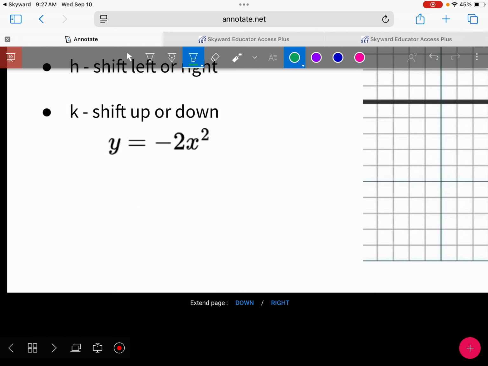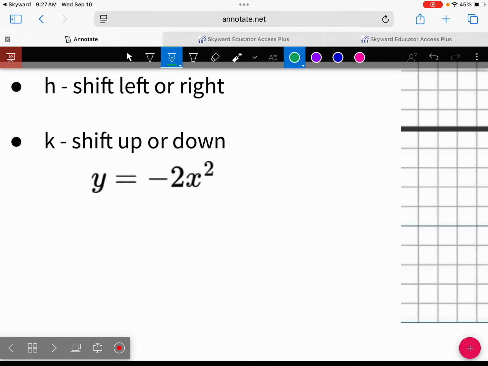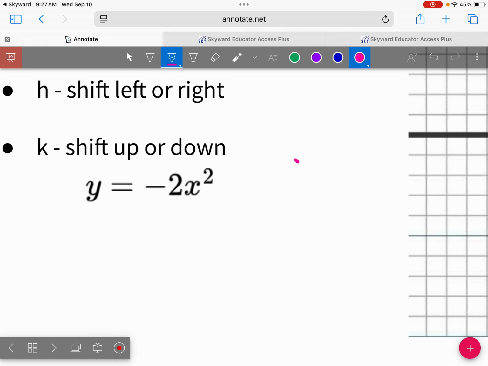So if we look at this y equals minus 2x squared, we have an A here. What is the value of our A? Negative 2. What do we expect to happen transformation-wise when our A is negative 2? It's going to reflect over the x-axis, so it's going to flip upside down. And stretch. So it's going to get taller.